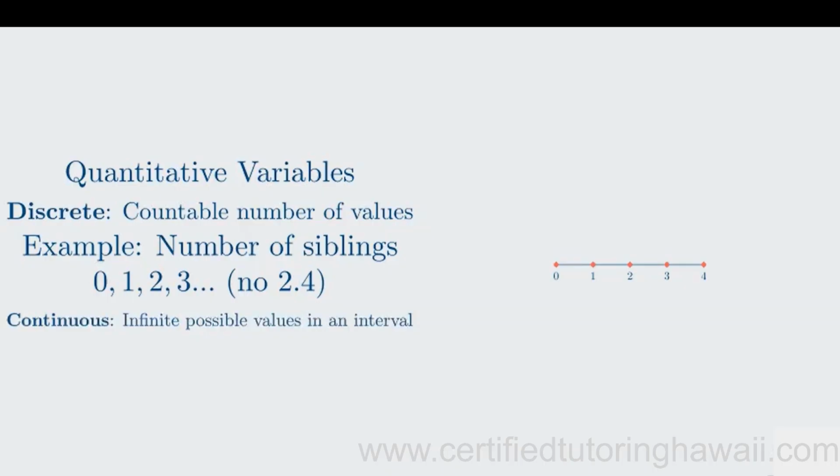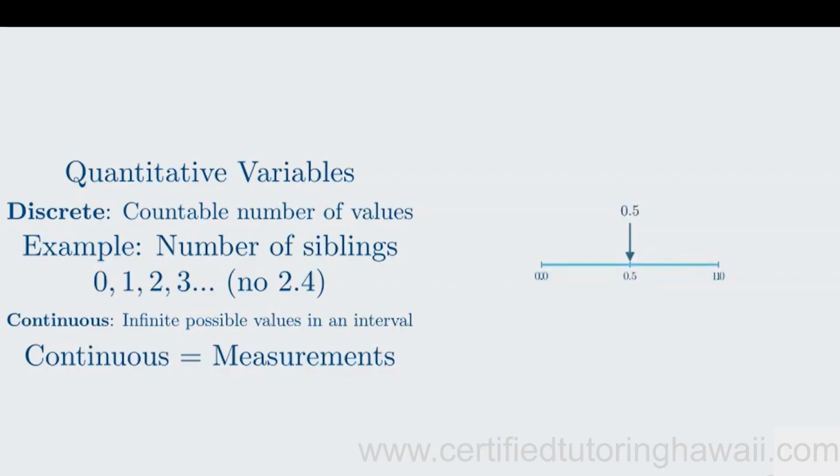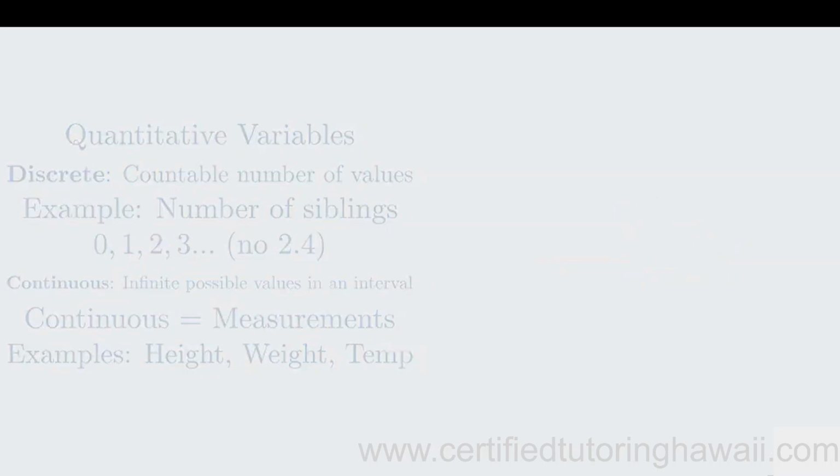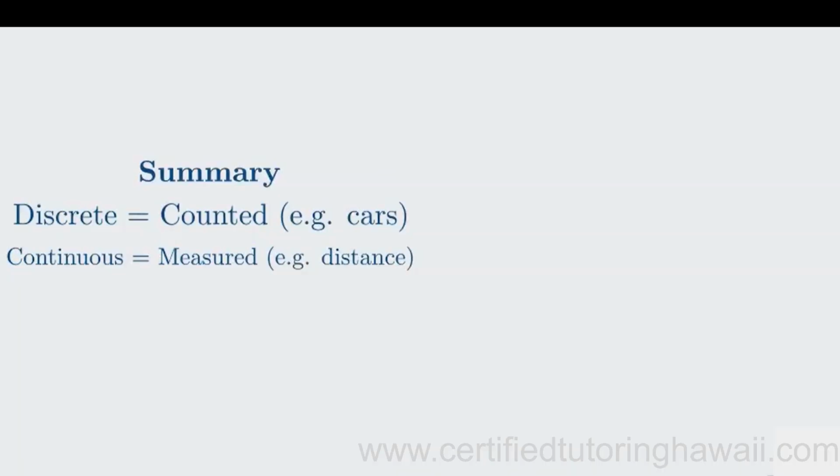On the other hand, continuous quantitative variables can take on an infinite number of possible values within an interval. Continuous variables are usually measurements. They can take on any value along a number line. Think of time. Between 1 minute and 2 minutes, there are an infinite number of possible moments depending on how precise your stopwatch is. Other examples include height, weight, or temperature. You can always add another decimal place of precision. By identifying if a number is counted or measured, you can easily determine if it is discrete or continuous. We have now reached our goal of differentiating between these two types of quantitative data.